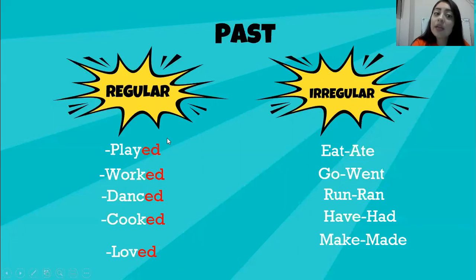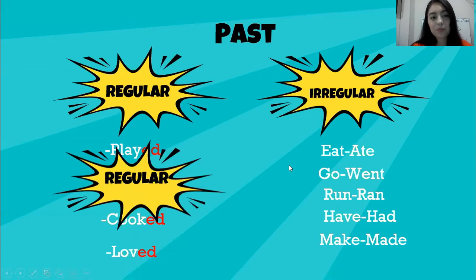In the regulars, we keep the form of the word but finish with ed. Okay, all the words are going to finish in ed. And in the irregulars, the form of the verb is going to change, okay? Ready? Very good. Let's continue.